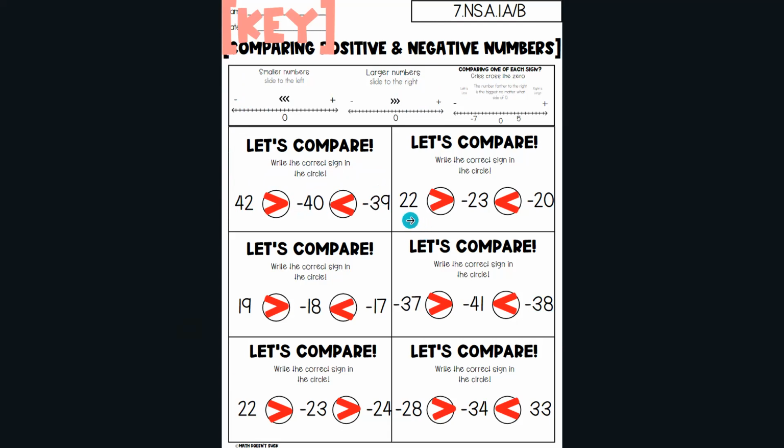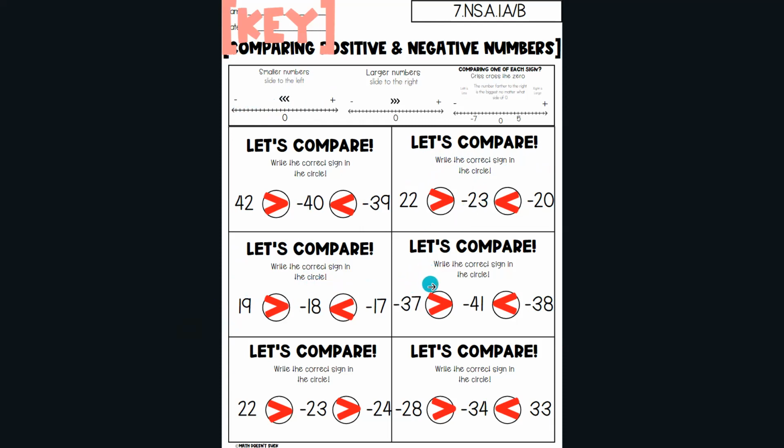For this set, 22 is going to be our greatest value. -23 is going to be our smallest value because if we put them on a number line, -23 is going to be the furthest away from 0 or the furthest to the left. We would say that 22 is greater than -23 is less than -20. Set number 3, 19 is greater than -18 is less than -17. 19 is our largest value, -18 is our smallest value.